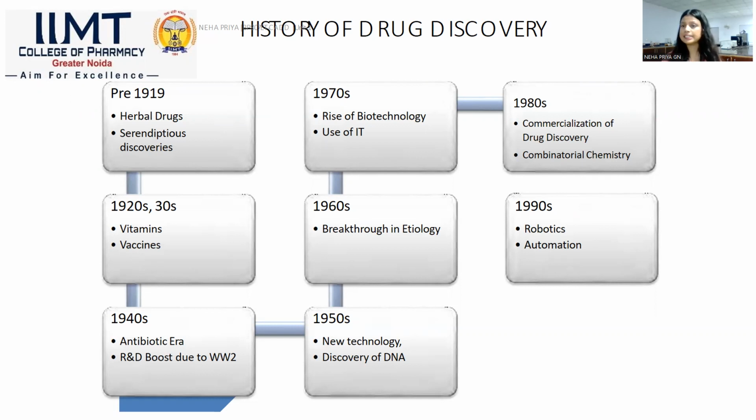And then further in the 1990s, we moved more towards AI, robotics, and everything, so that we can develop new drugs that will be used in more severe diseases, be helpful in curing more diseases, and majorly give us a better result in the treatment of every disease. So this was the history of drug discovery.